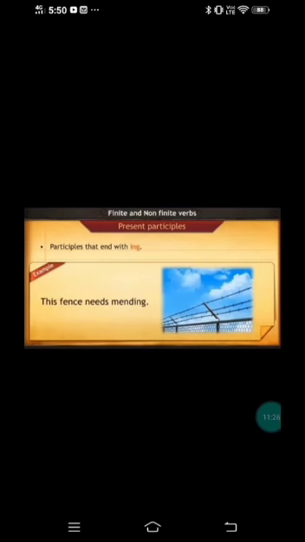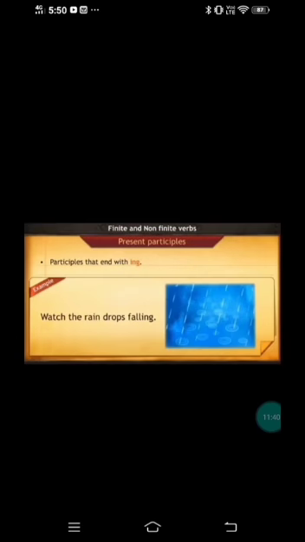One more sentence. This fence needs mending. Needs, present tense. It has ended with s, right? Mending. Mend plus ing. Verb plus ing. Watch the raindrops falling. Fall plus ing. Falling. Here, watch the raindrops falling. Drops. Yes, the word has ended with s, which tells us it is present tense. Falling means it's a continuous tense.